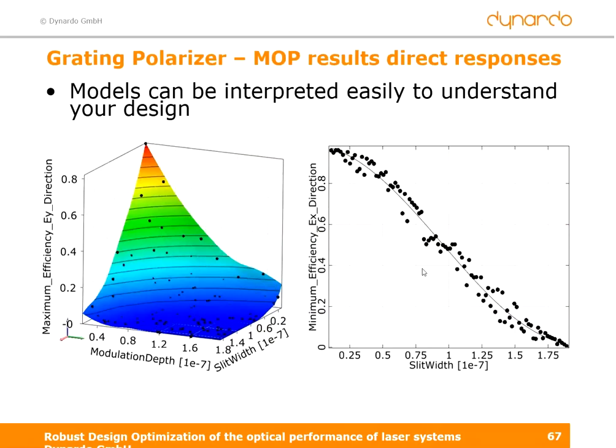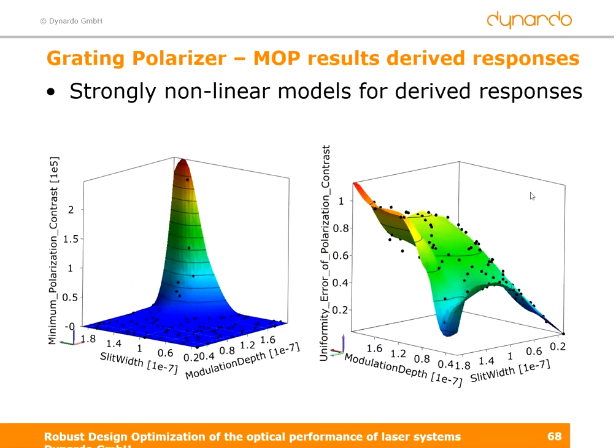It's kind of a linear or quadratic model, quite a simple model. But for the derived responses, we get very nonlinear models, which can also be easily approximated with this meta model of optimal prognosis. So you see that for the minimum polarization contrast, nothing happens here in the space, but in this area of the input space, it gets interesting.